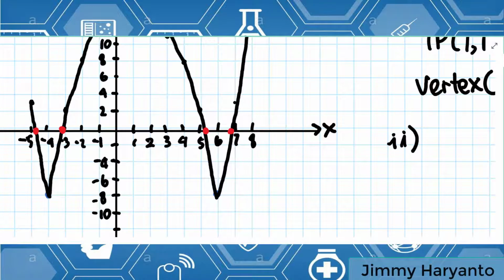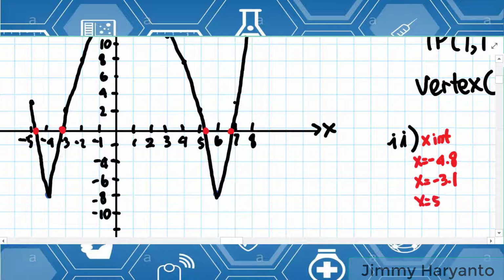So the x-intercepts will be: the first one is negative 4.8 maybe, and then for the second one x is negative 3.1, for the third 5.3, and for the fourth 6.8.